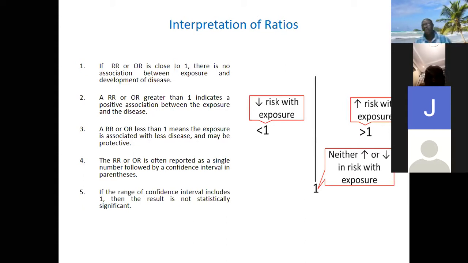If it is less than one, it means that among the exposed, the risk is less, because when you divide two things and the result is less than one, that shows that the numerator was smaller than the denominator. So if the risk is smaller among the exposed, the ratio will be less than one. But if the risk is higher among the exposed, the ratio will be greater than one.